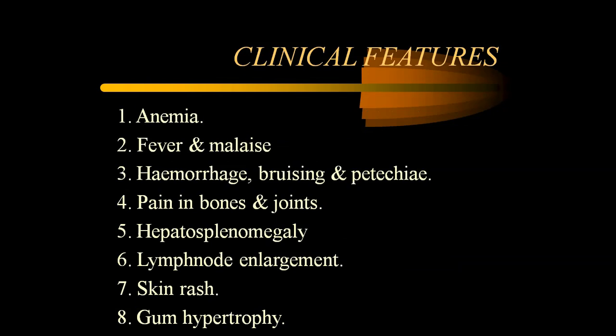The erythroid series is suppressed, so there will be anemia in the peripheral smear. Neutropenia will result in fever and malaise. The platelet precursors, megakaryocytes, are also suppressed in the marrow, leading to bleeding tendencies, hemorrhage, bruising, and petechiae. Periosteal infiltration can cause pain in the bones and joints. Hepatosplenomegaly and lymph node enlargement can be there due to extramedullary hematopoiesis. Skin rash and gum hypertrophy can also be there in certain subtypes of AML due to infiltration of the gums.